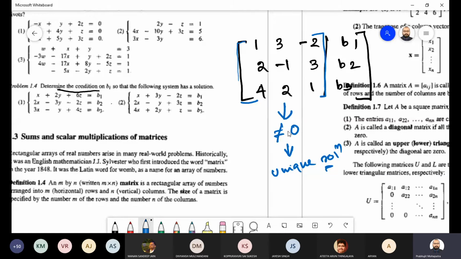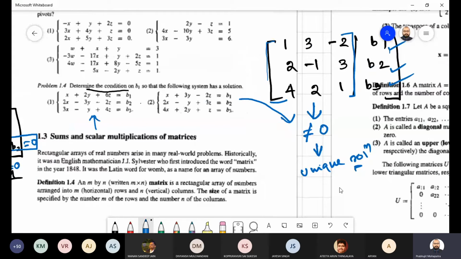Now, it can be for any value of b1, b2, b3, because for a unique solution it is not going to depend on b1, b2, b3. It can be any value. So this is the shortcut way you can verify with the determinant. You can check how many solutions this one has.